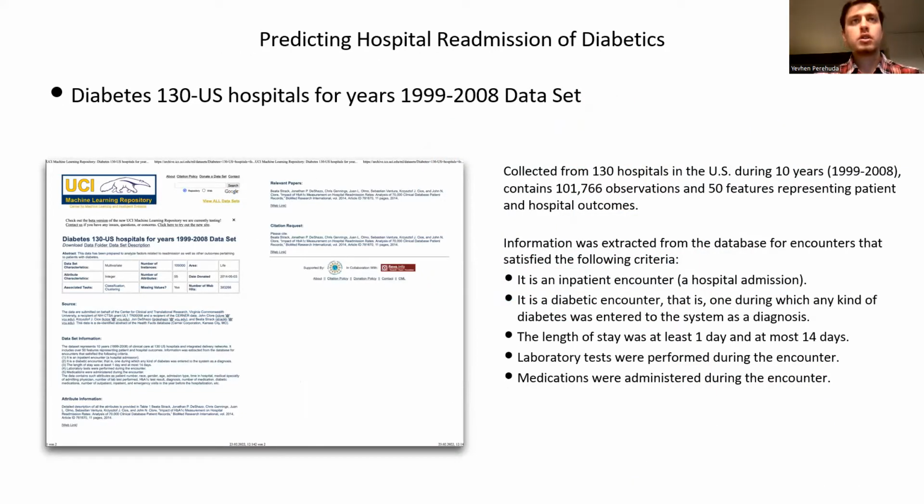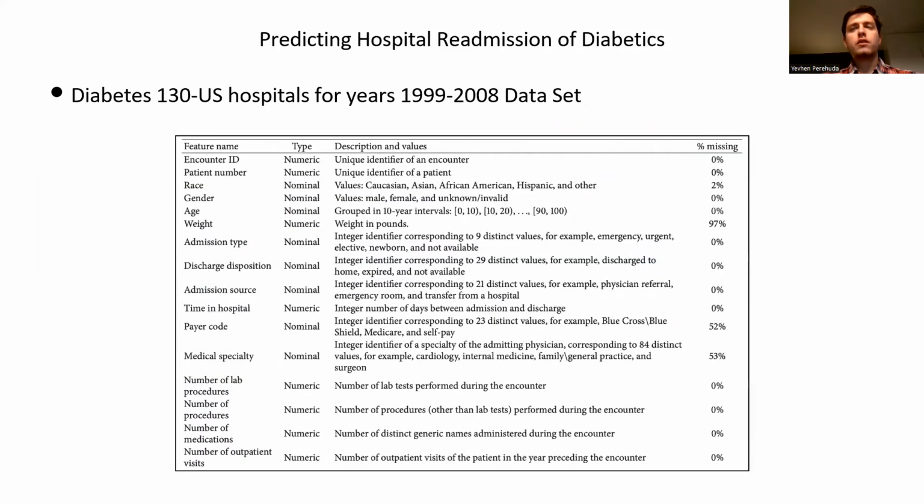Our project is based on a dataset, namely Diabetes 130 US Hospitals, which was collected during 10 years, and it consists of information about encounters of diabetic patients. There are 50 different attributes. Most of them are nominal and 8 are numeric.